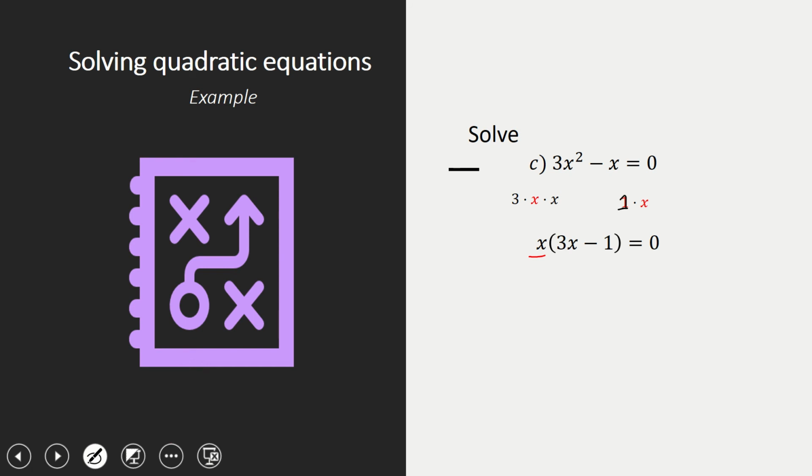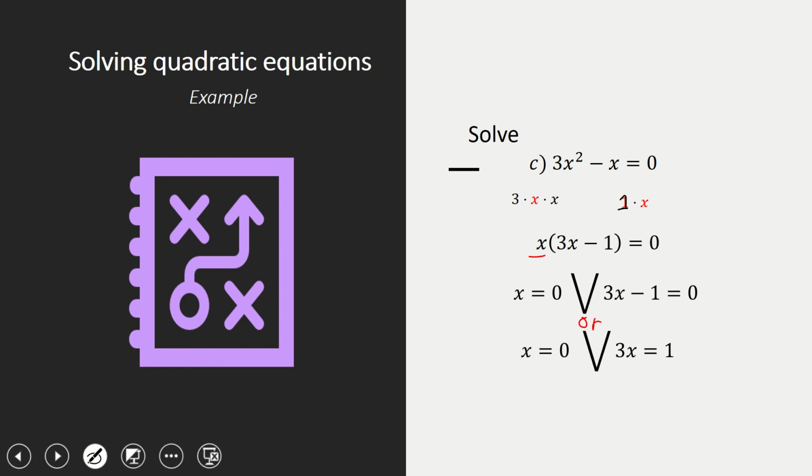So I've got 3x left, and I've got a 1 left, so I put down minus 1. And that again is 0. So I know that either x needs to be 0 or 3x minus 1 needs to be 0. So x equals 0 or 3x minus 1 is 0.